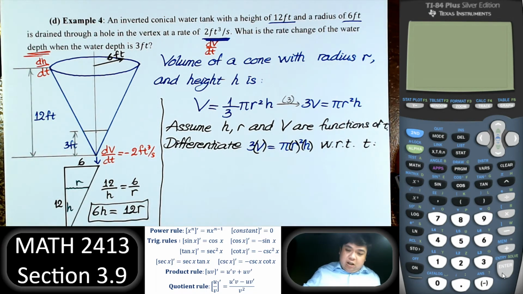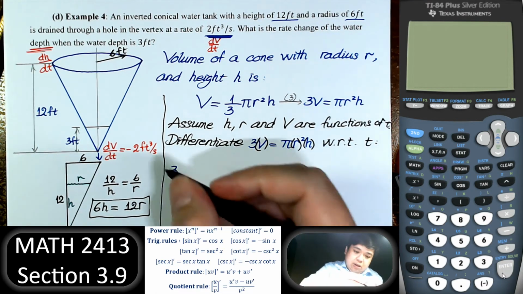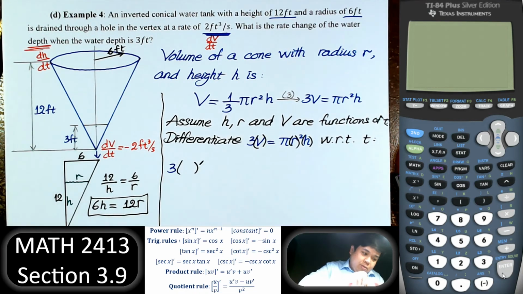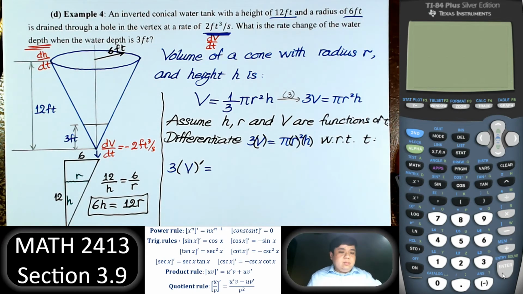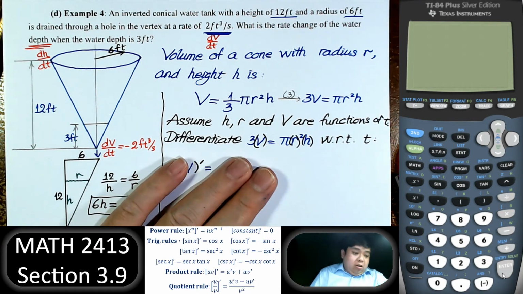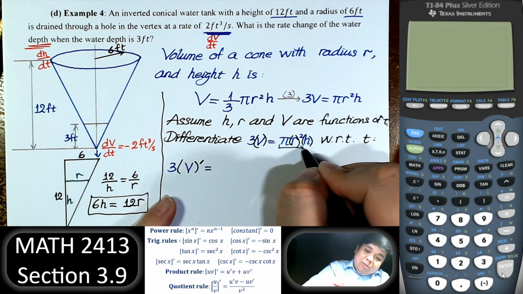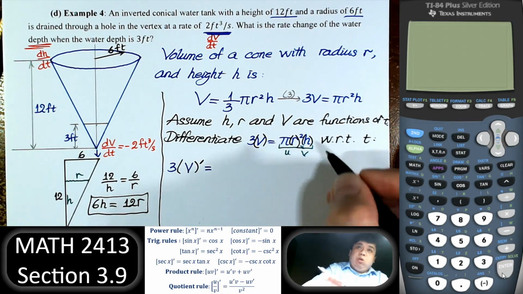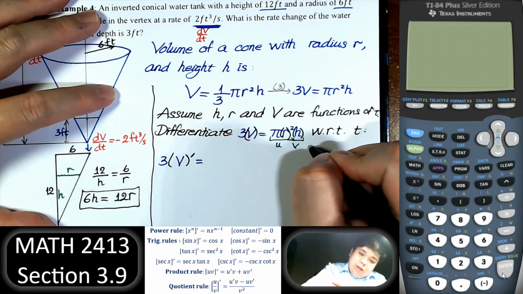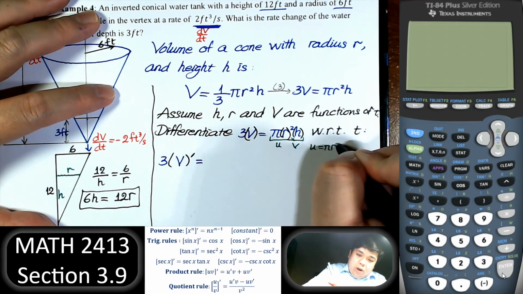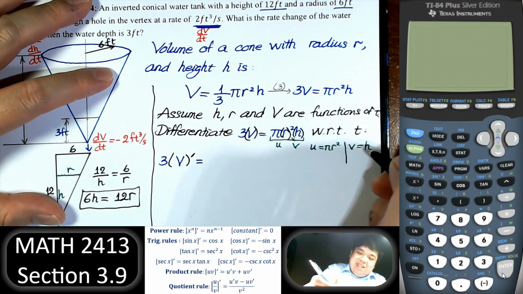The derivative on the left hand side is going to be 3 times the derivative of V. That's easy. On the right hand side, notice we have a function of t times another function of t, so that is a product rule. So u is pi r squared, and v is h. This is little v.